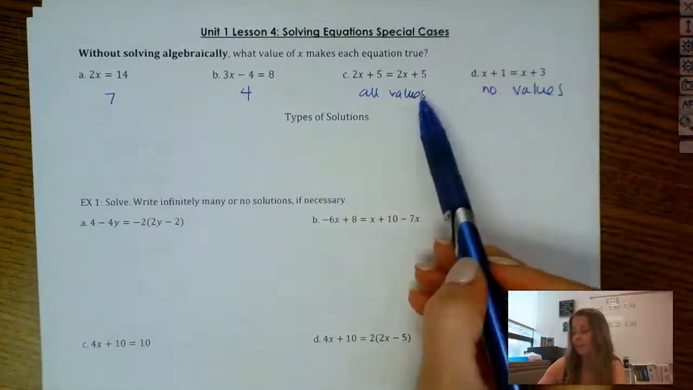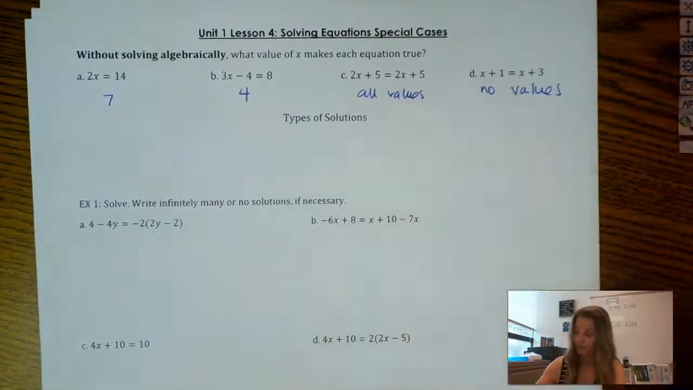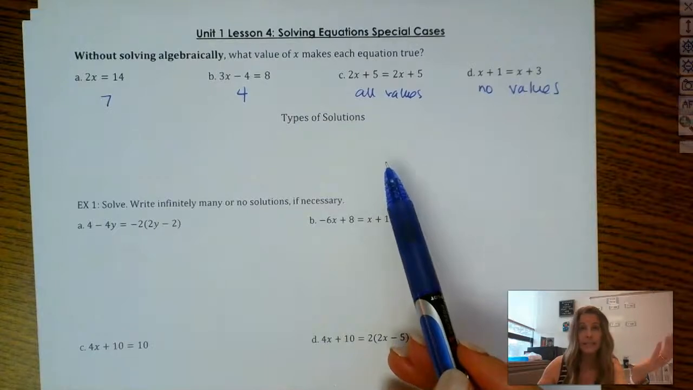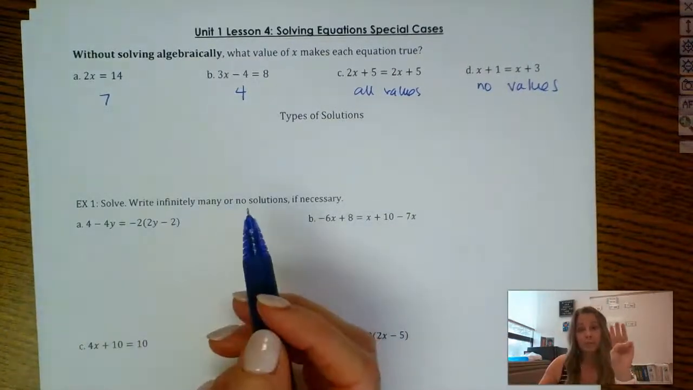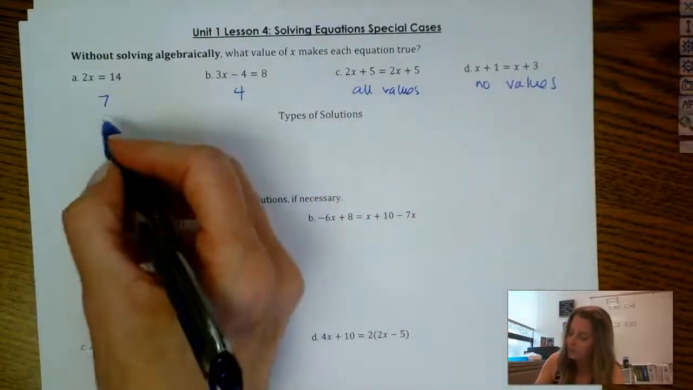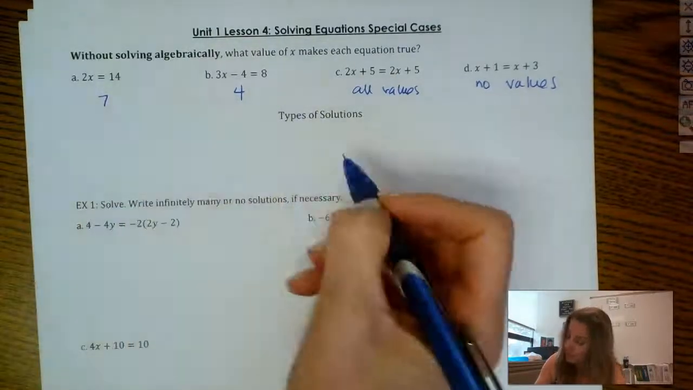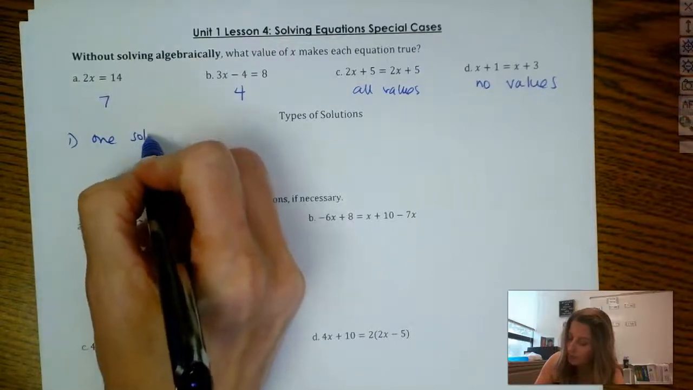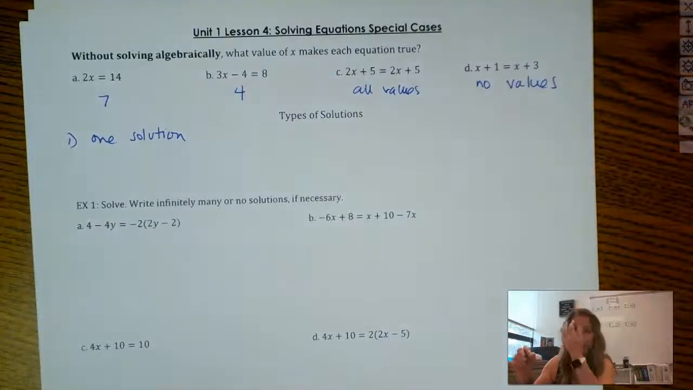Okay, so when this happens, we have a special phrase we'll list for it. In this section, there are 3 designations for types of solutions, so we're going to have 3 categories. The first one will be if we have one solution. So I'm going to put number 1 over here and write one solution. Then I'm going to come back to this in just a minute.